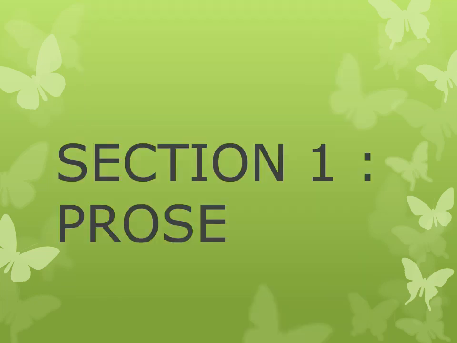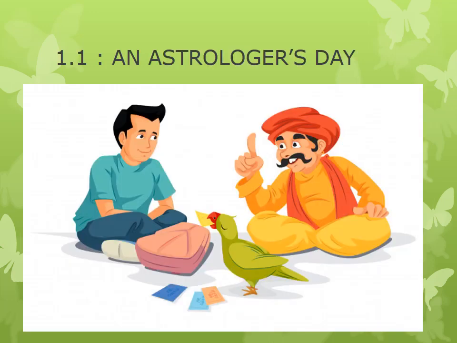So, we come to our first section, prose. This includes 8 lessons which teach us moral values and life skills through the classics and masterpieces in literature. We have writings of Indian and foreign writers. Our first lesson, R.K. Narayan's An Astrologer's Day, the writer portrays the peculiarities of human relationships of Indian daily life.